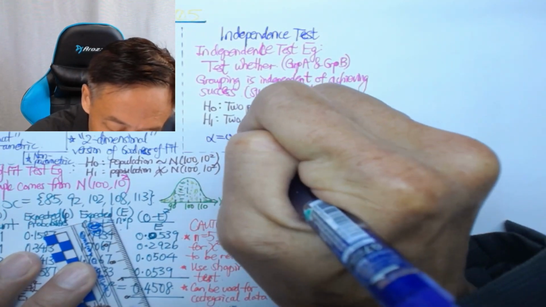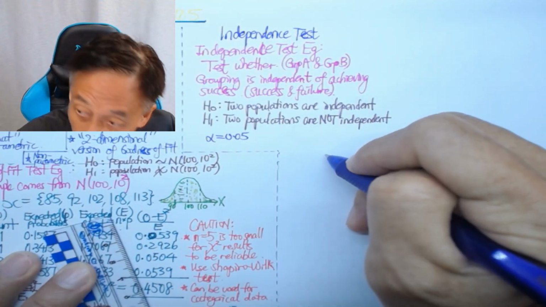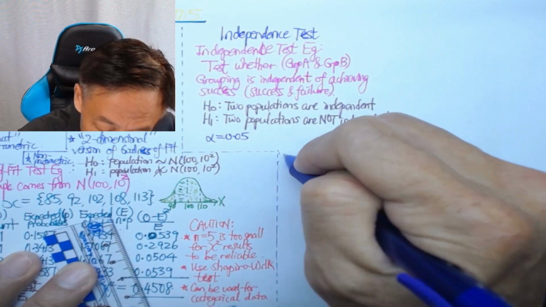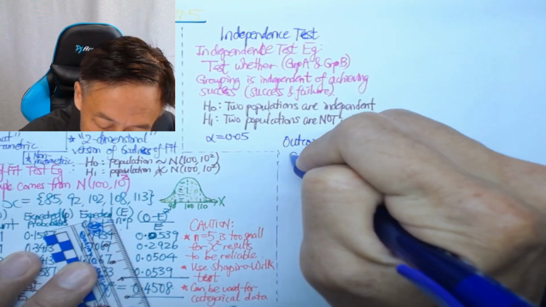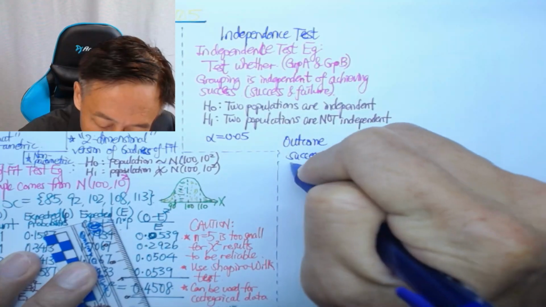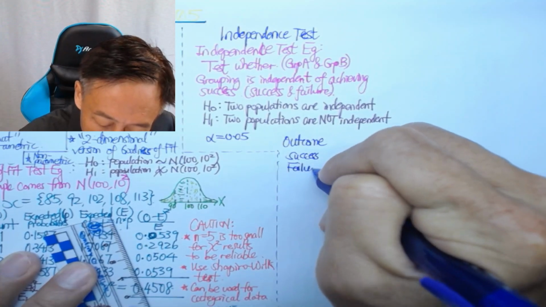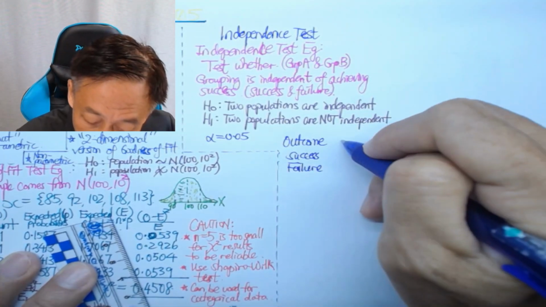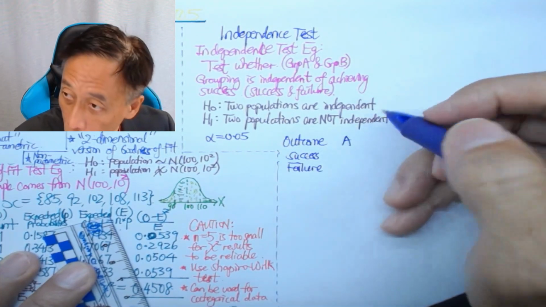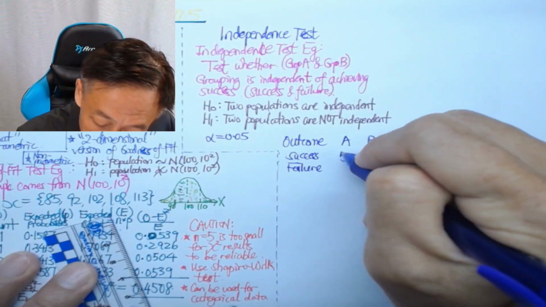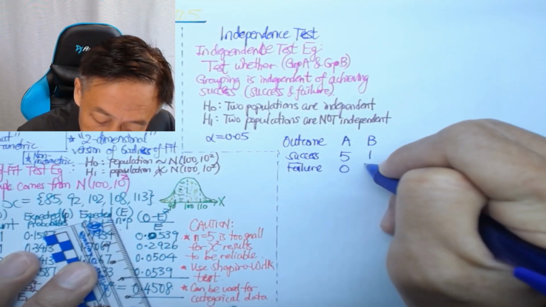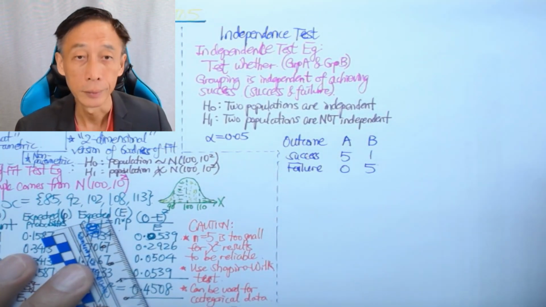So we are going to obtain a table, and this table will look something like, say that alpha equals 0.05, and the table is going to look something like outcome, success, failure, all right? And we'll put them under the counts, right? So A and B. So putting them all in, we get this. Is that okay? All right.